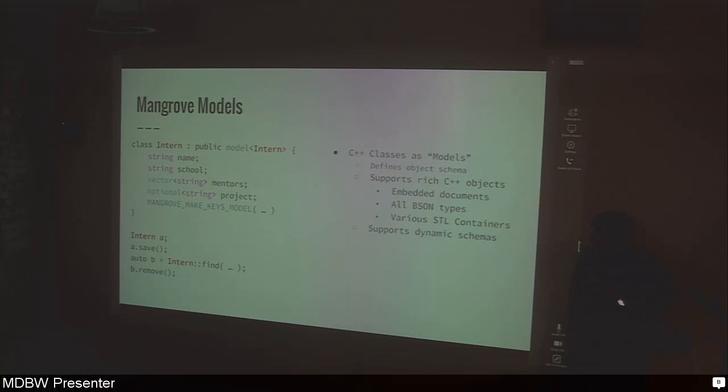And this represents a value that may or may not be present. So for instance, not every intern this summer worked on a project. Some of us just work on regular tickets with the engineering team. So if you store the project field as an optional, Mangrove will, if it finds a document that's missing that field, simply manage that appropriately and put in an empty optional.